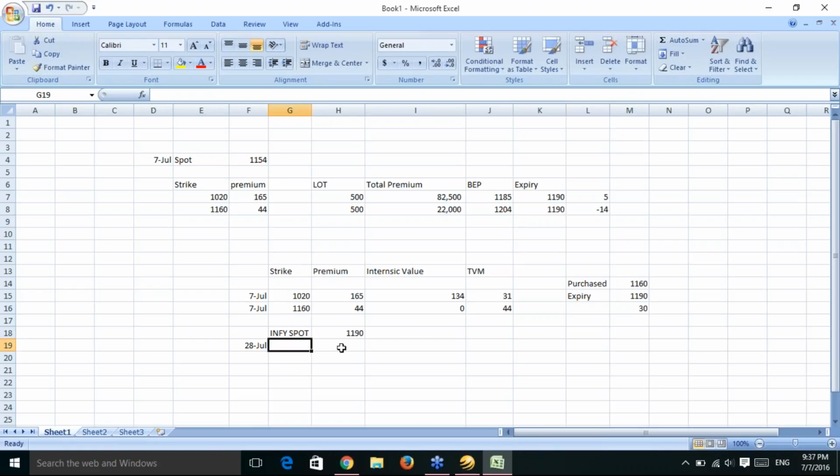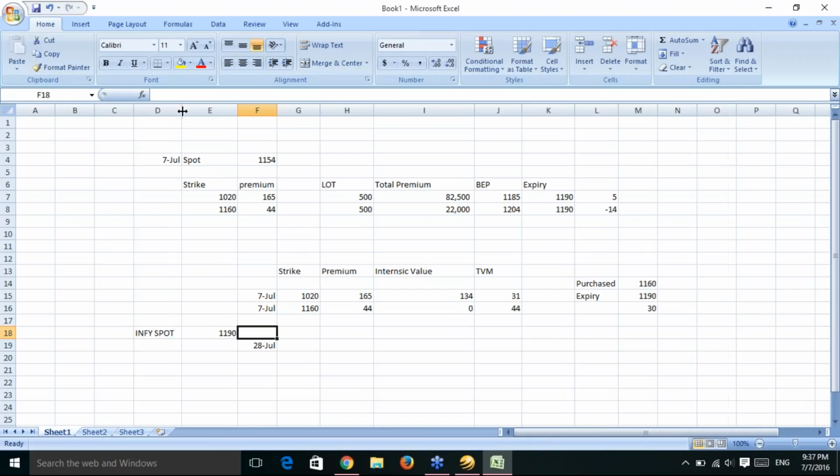Now what is the strike price? So I can shift it somewhere here. Fine. So for the spot price, I will rather do one thing, shift it here. Here. And 28th July.